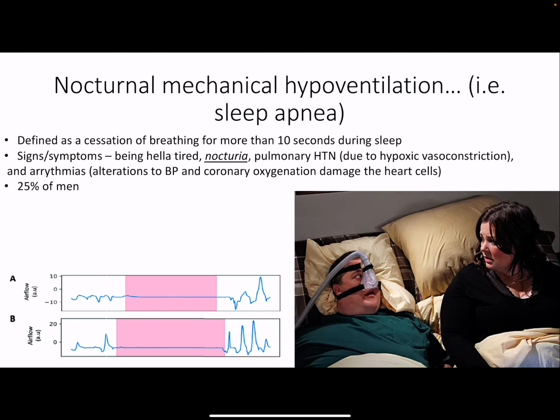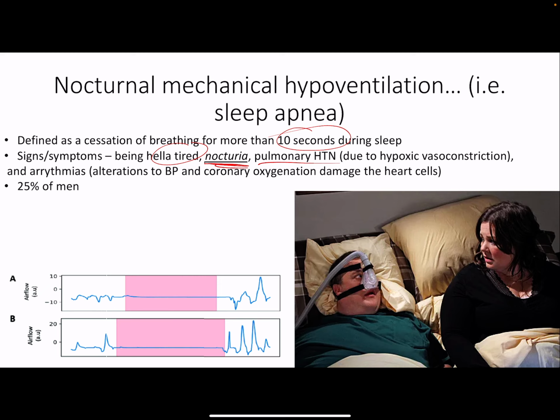We can also, we're kind of sliding this in, nocturnal mechanical hypoventilation. In other words, sleep apnea. So hypoventilation that occurs really just during sleep. So it's defined as a cessation of breathing for more than 10 seconds during sleep, a couple episodes a night. Obviously, somebody will be really tired. Nocturia, so going to the bathroom a lot, more than 2 episodes per night.